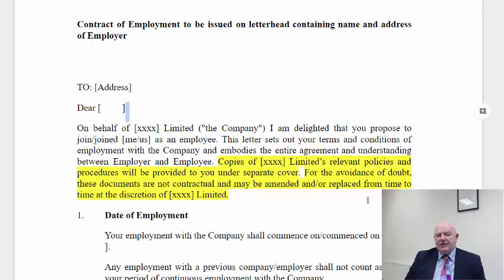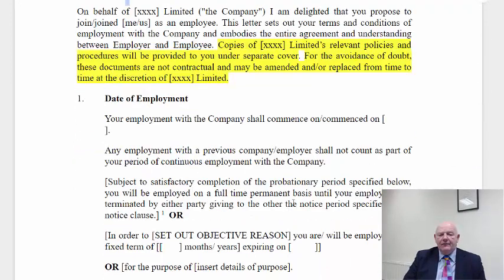Now, I have a separate video about whether the staff handbook should be contractual or not. Take a look at it on YouTube. You'll see why I don't recommend that it's contractual, and you can see why then I am stipulating here that for the avoidance of doubt, these documents, that is the staff handbook, are not contractual and can be amended and or replaced from time to time. So I'm saying here that this letter embodies the entire agreement and understanding between employer and employee.